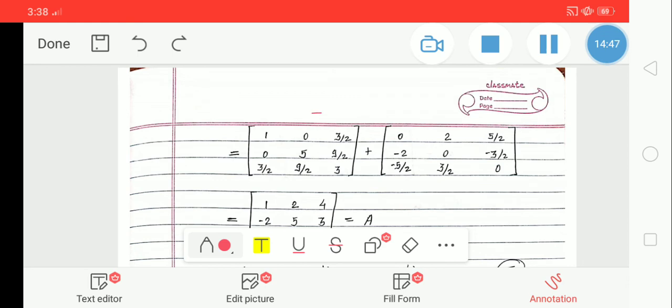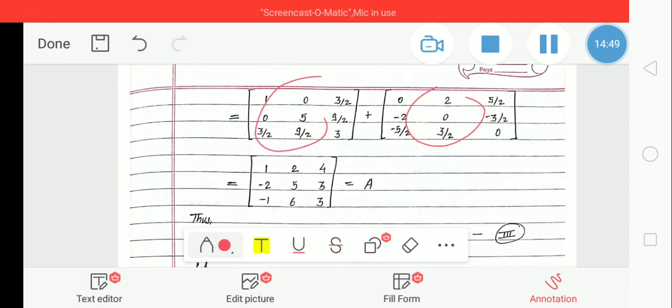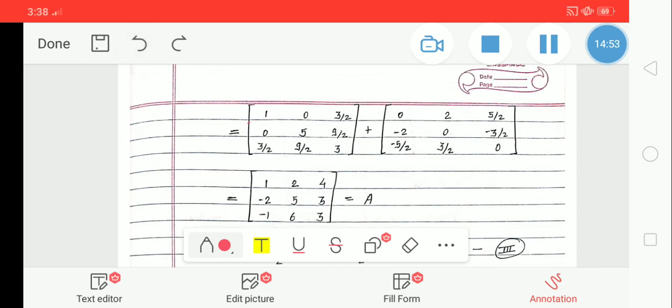Now we add this plus this, from equation 1 and 2. So 1 plus 0, 0 plus 2, 3/2 plus 5/2, 0 plus -2, 5 plus 0, 9/2 plus -3/2. Here the bases are the same, so we take the common base and then add.